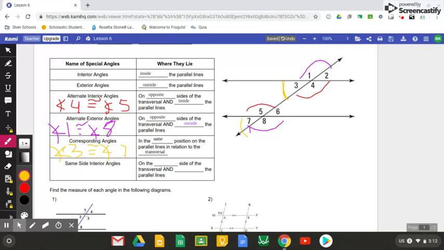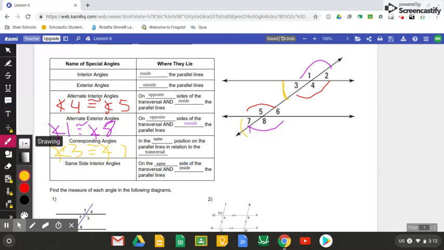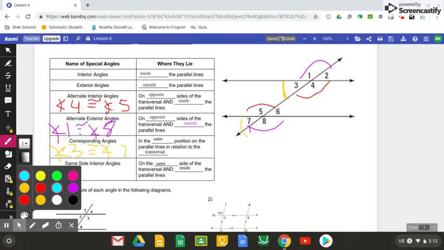All right. The last one we got is same side interior angles, and those are on the same side of the transversal and inside the parallel lines. So what are we talking about here? Which ones are we looking at this time? We are looking at something like 6 and 4.